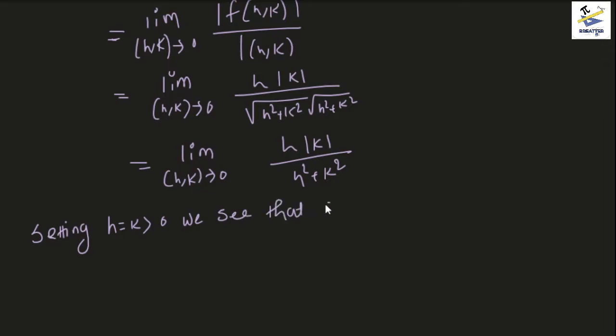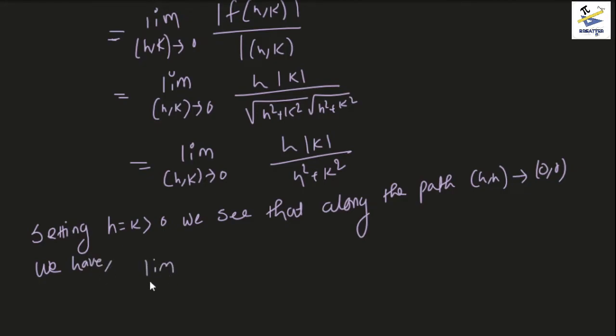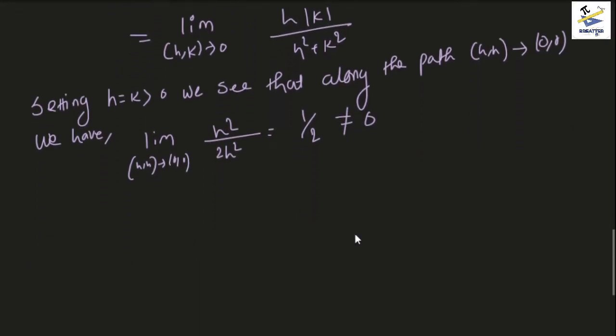that along the path we have h squared divided by 2h squared, which is basically 1 by 2, and it is not equal to 0. So we can conclude that the limit does not exist and the derivative does not exist, so it's not differentiable at 0 comma 0.